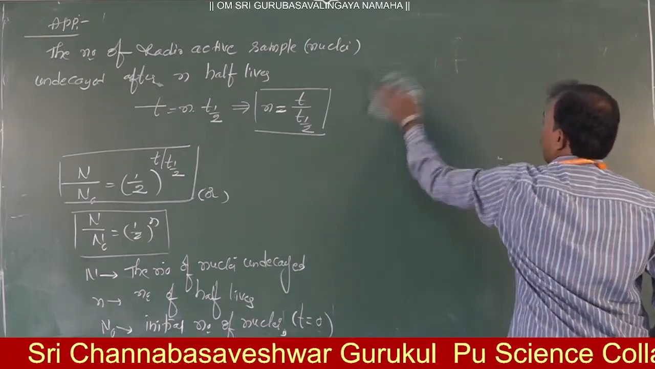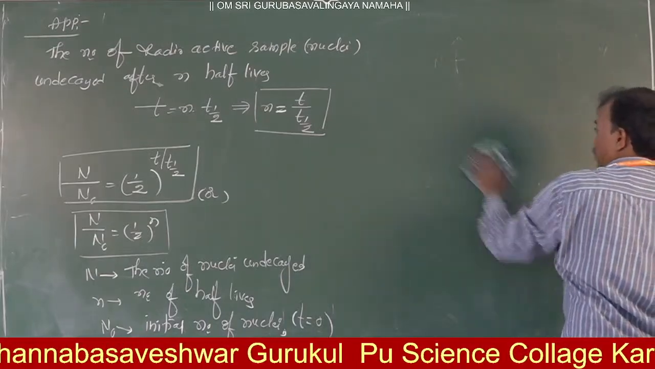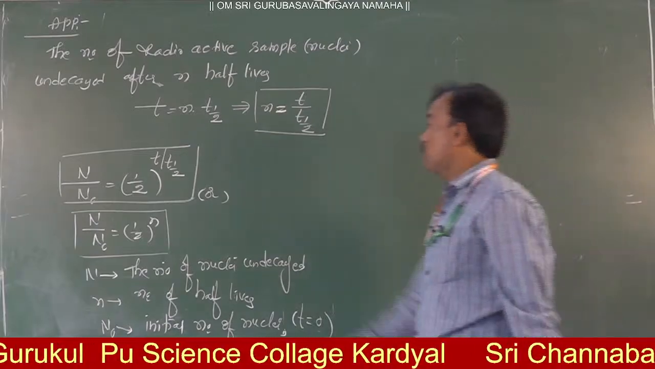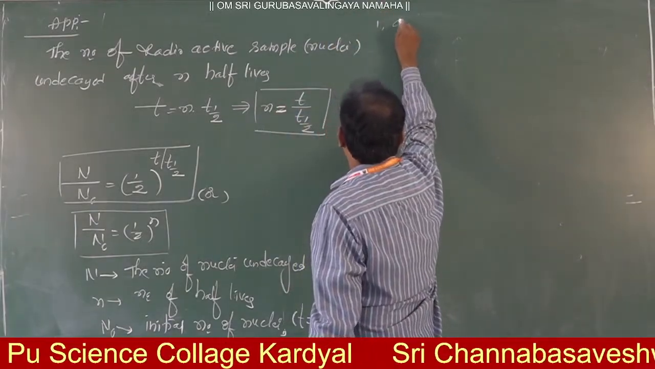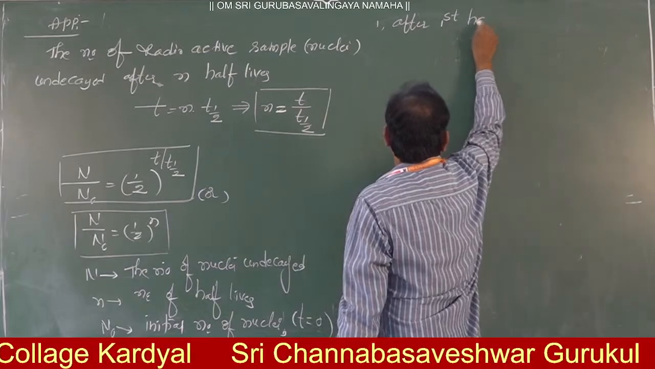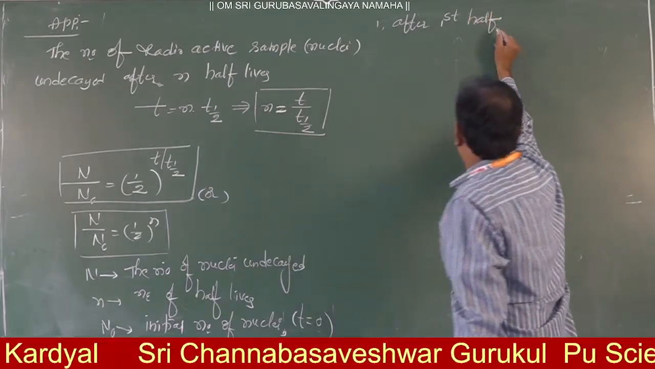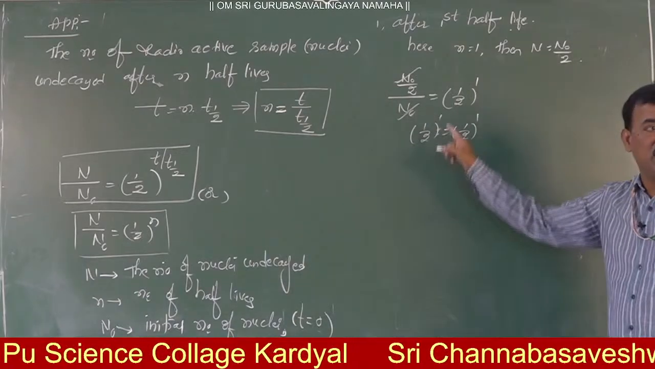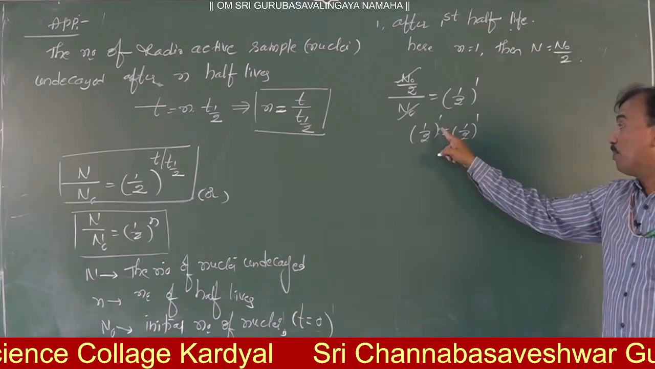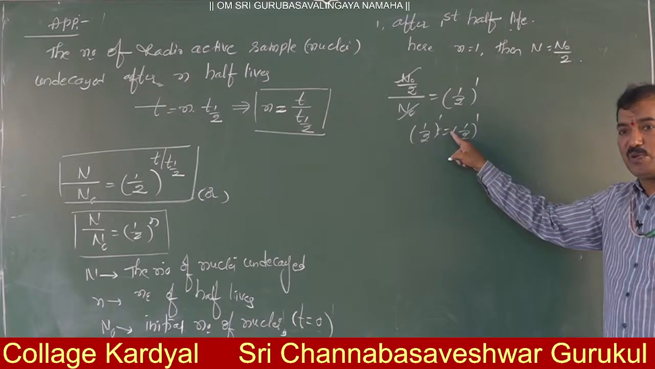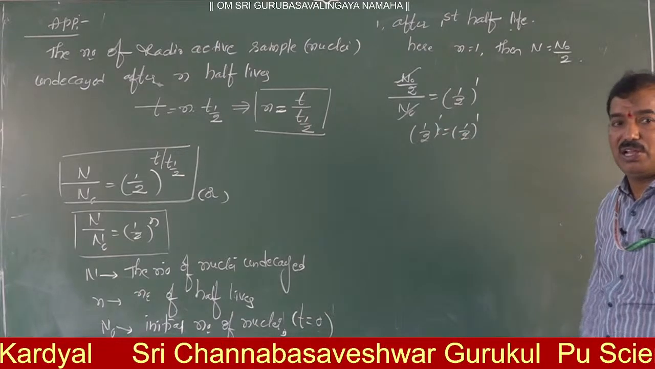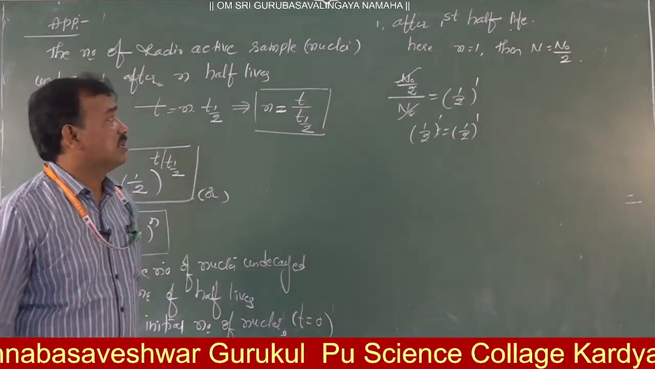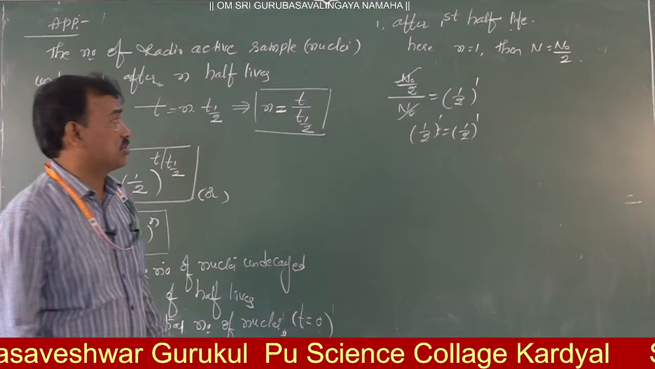Now again, sir, how did this equation come? Please derive that equation, N by N0 equal to 1 by 2 to the power of n. So first, after the first half life, both sides should remain the same. So 1 by 2 to the power of 1 is equal to 1 by 2 to the power of 1. So LHS is equal to RHS. Okay, this is the one. Next one.